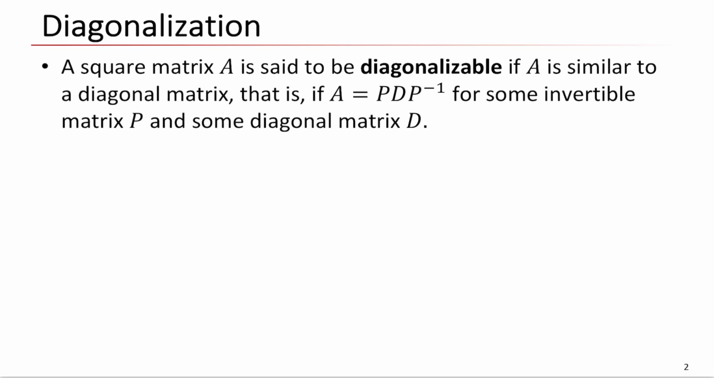First of all, the square matrix A is said to be diagonalizable if the matrix A is similar to a diagonal matrix, that is something like this. If you remember the definition of the similarity between two matrices, matrix A and matrix D are similar if there exists a matrix P, something like this, right? So this is the definition of similarity, right?